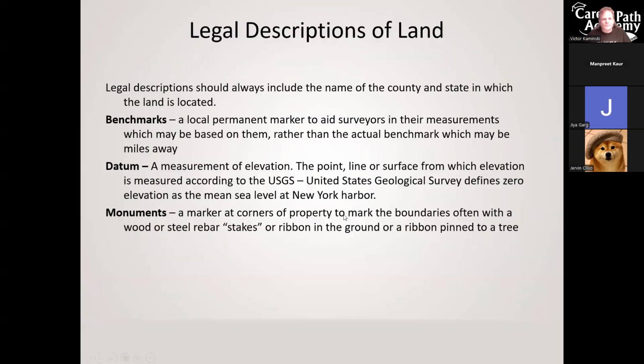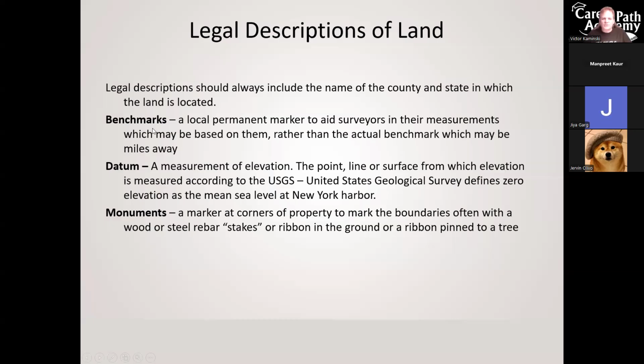All right, so legal descriptions should always include the name of the county and the state in which the land is located. In New Jersey, we have several municipalities that also share the same names too. So you always got to specify the name of the county that it's in, because you could have more than one municipality with the same name.